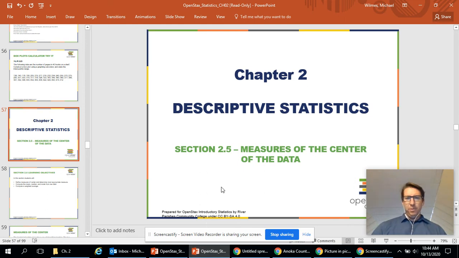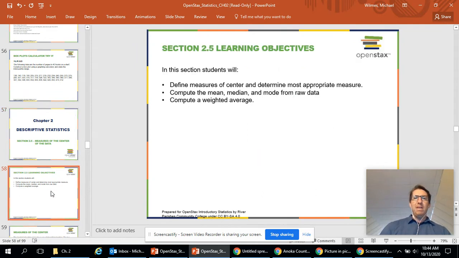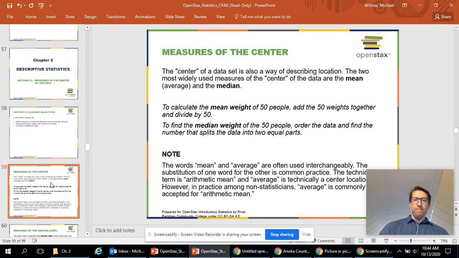Hey everybody, welcome to the 2.5 video, Measures of the Center of the Data. In this video, we're going to be talking about mean, median, mode, and when it is best to use one over the other.